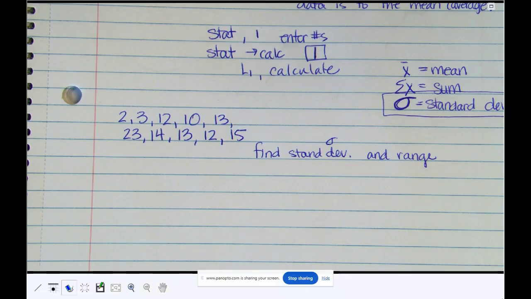Question? The range is the biggest number minus the smallest number. It's not actually in there, so you can use what's in there to find it, but it's not a number given to you.